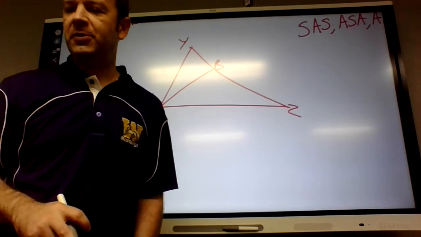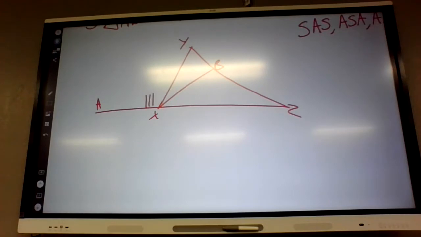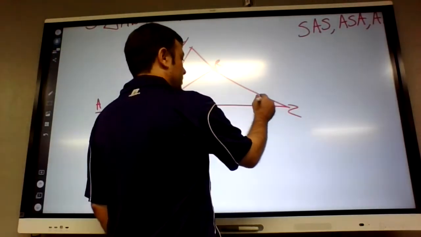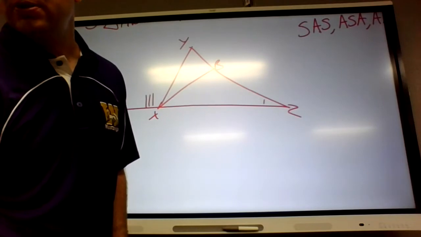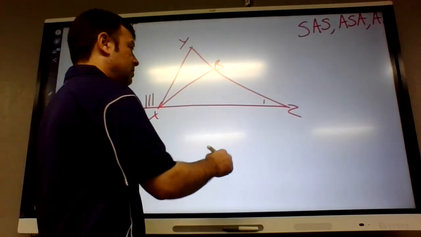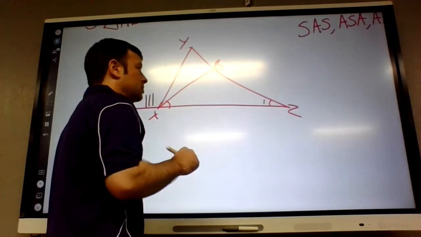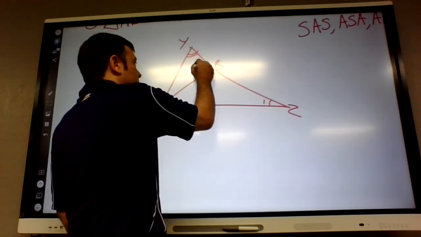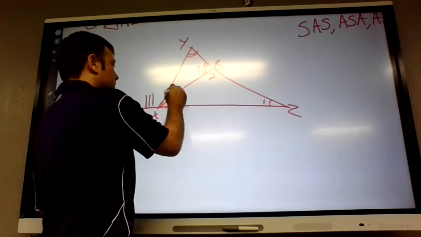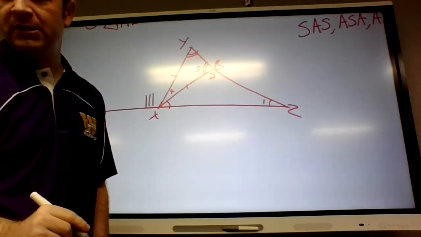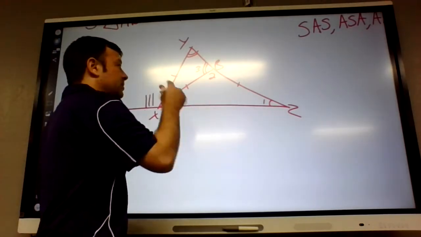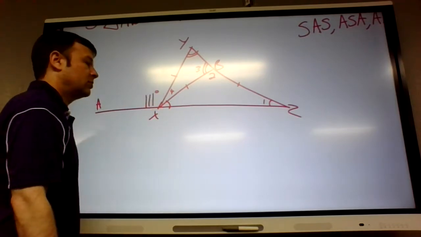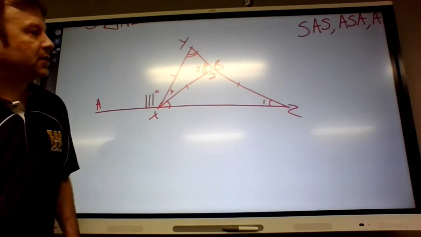What else we got? Do you guys have an angle 5 in your book? This is angle 1. Angle 2. Marked everything, didn't I? No. This one's also here. All right, well, they only gave us one angle out here. 111. That's all we need.